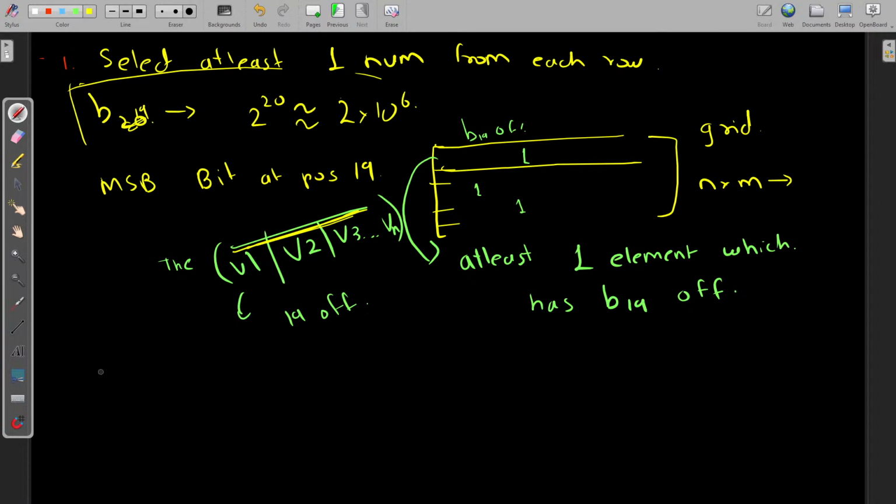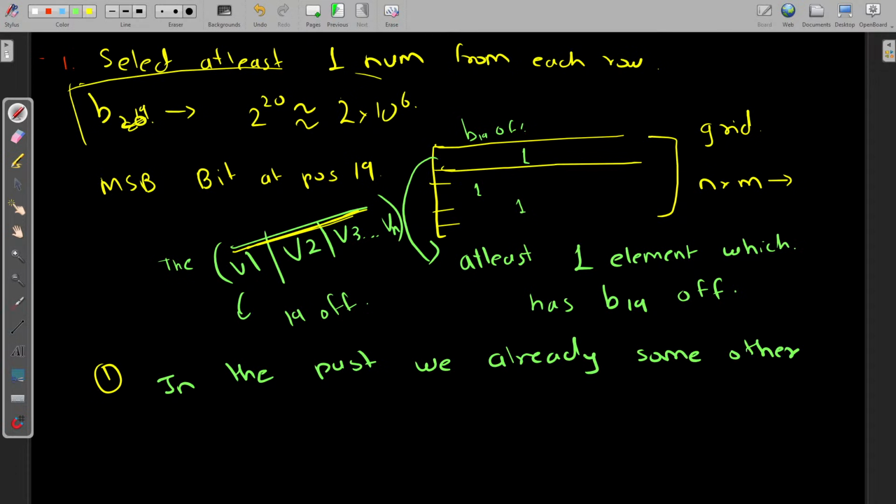But then there comes a caveat. What is the caveat? Let's say in the past we already selected some other element from the same row, and they might clash. So how to handle that?